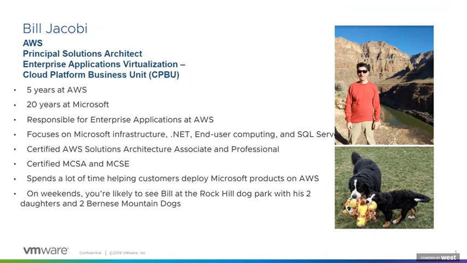And hi, everybody. Thanks for joining. I'm Bill Jacobi, Principal Solutions Architect for Amazon Web Services. And I have been at Amazon for 5 years. Previously was at Microsoft for about 20 years in a range of roles, including on the SQL Server team. And I'm responsible for enterprise applications at Amazon, which includes all of the Microsoft applications running on Amazon, as well as running Microsoft applications on VMware Cloud on AWS. And so you can see a picture of me and my 2 Bernese mountain dogs. And I think I'll let Oleg take it from here.